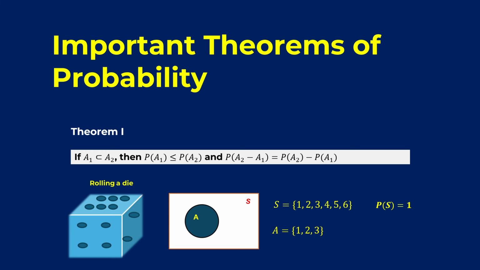From axiom 2, we know that the probability of the sample space is equal to 1. And from axiom 1, we know that the probability of any event is non-negative. In this case, it is 1 by 2, which is smaller than the probability of the sample space. And we can see S minus A is equal to A complement. If we plug this into the above theorem, we get another theorem that we will see in the coming slides, that is, the probability of A complement is equal to 1 minus the probability of A.